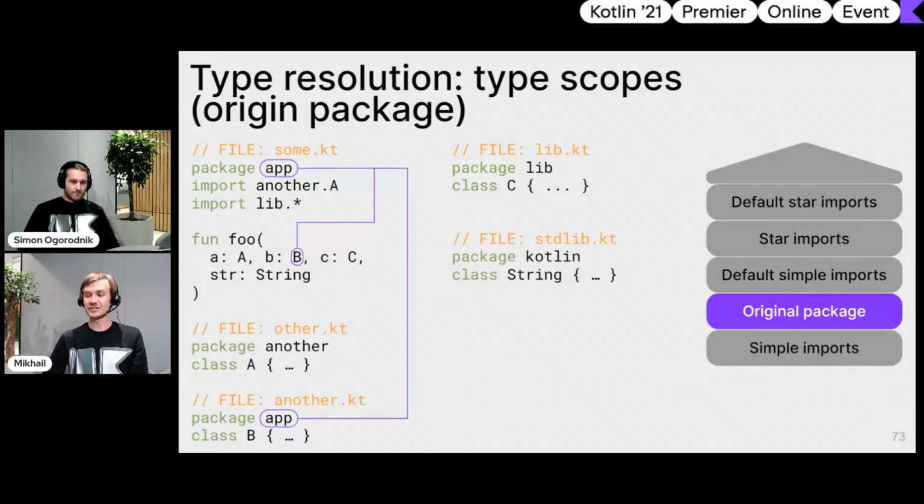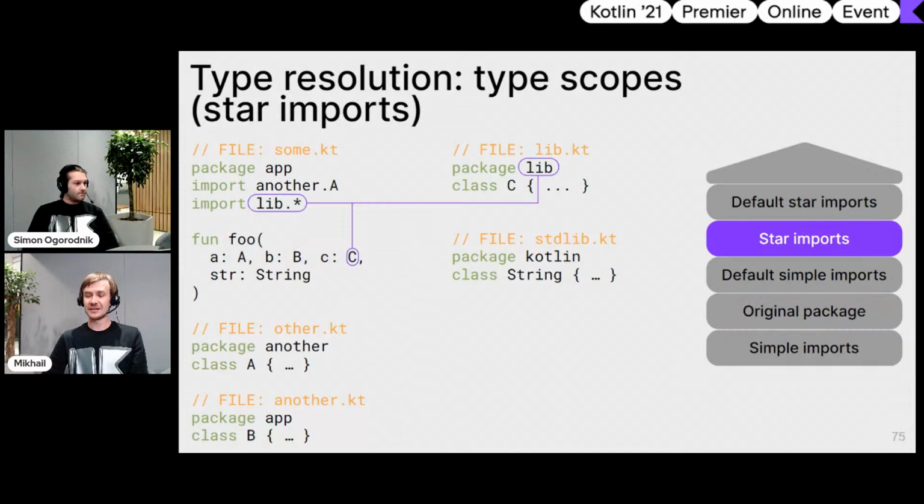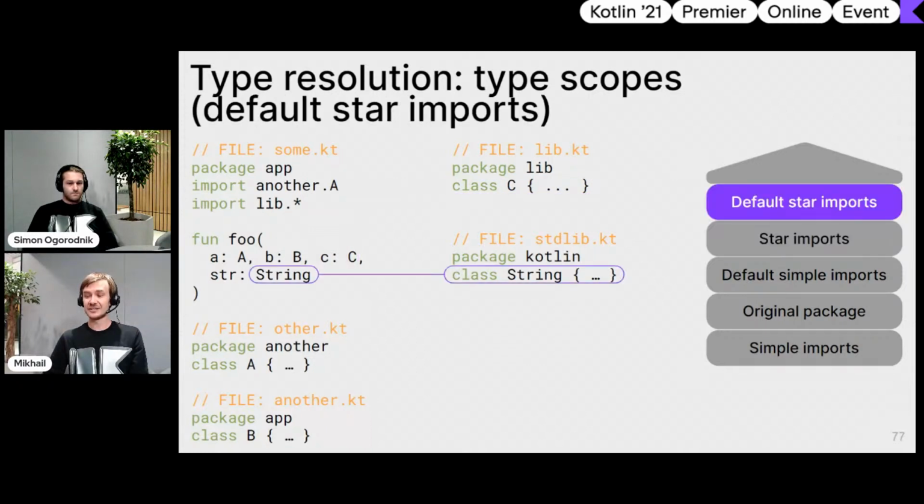Then we go to the original package to resolve B type. It exists in the same package, which is called up, so it's here. Then the C type can be resolved at star imports level. We have import lib.star, and C class exists in package lib. Finally, the string type is not imported explicitly, but it's imported implicitly. Kotlin package is the package which is imported by default by each Kotlin file, so string class is taken from there.